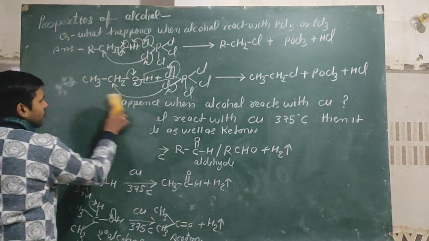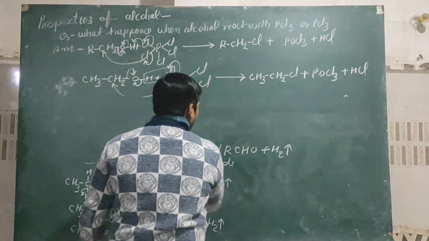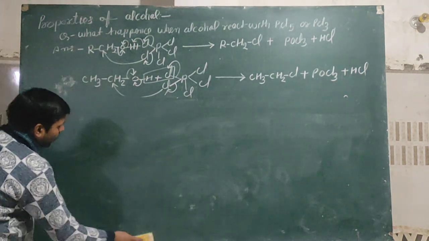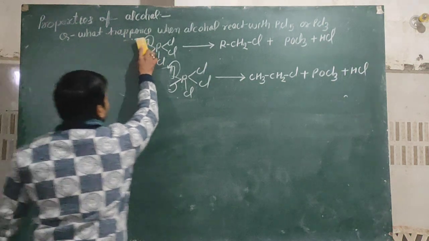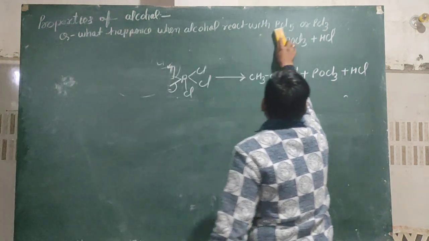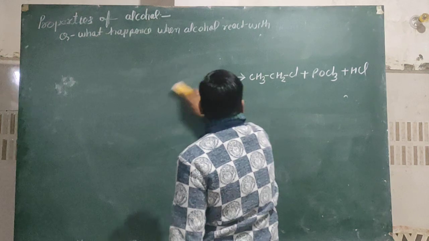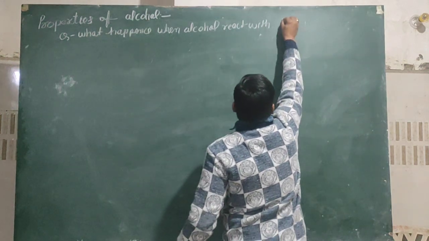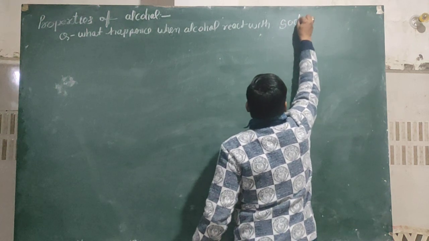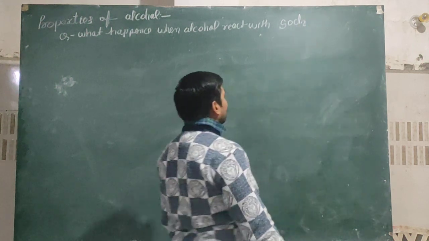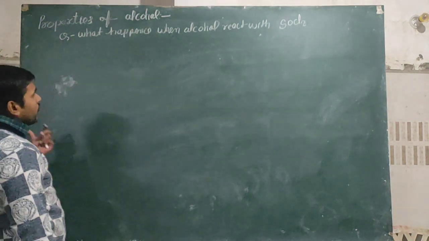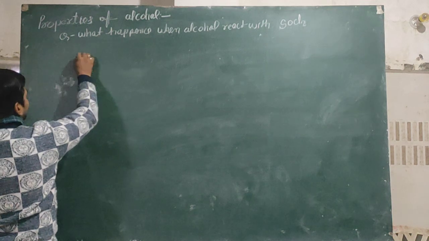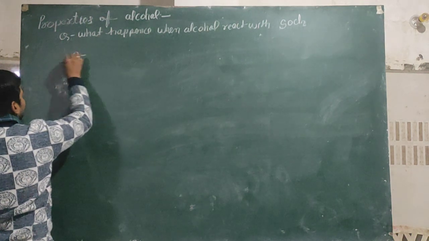The next question arises from this chapter, from alcohol. What happens when alcohol reacts with thionyl chloride? You can see here SOCl2. It is thionyl chloride. What happens when alcohol reacts with SOCl2? You can see here the answer.